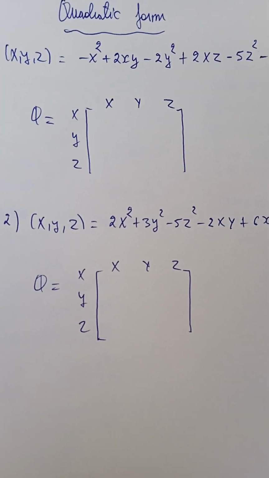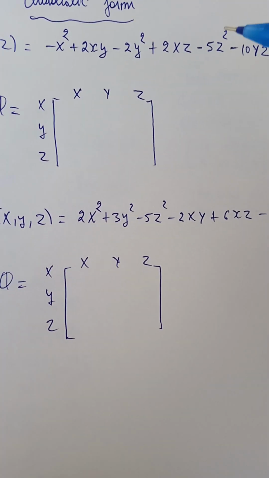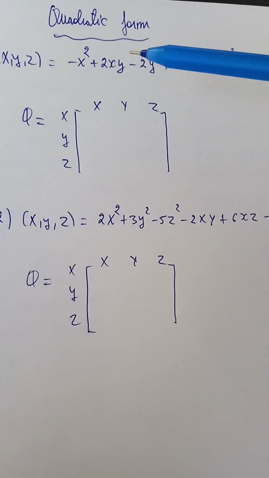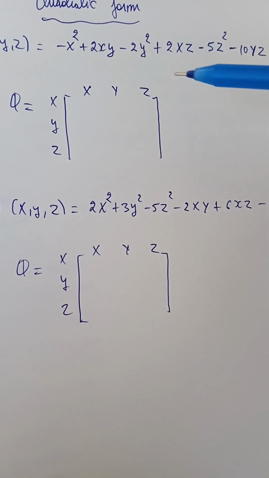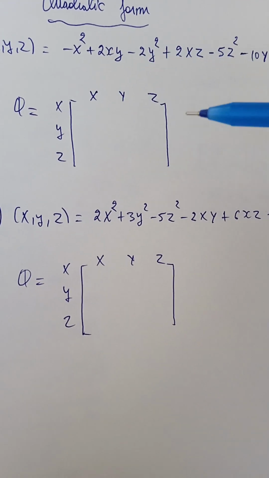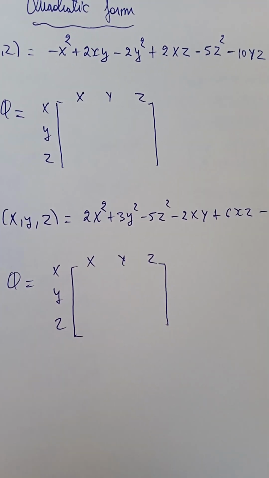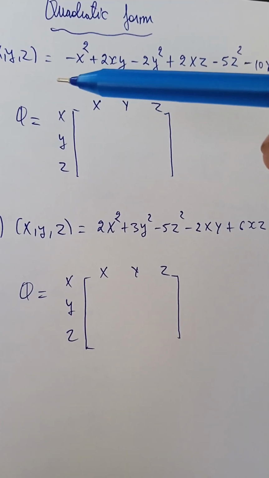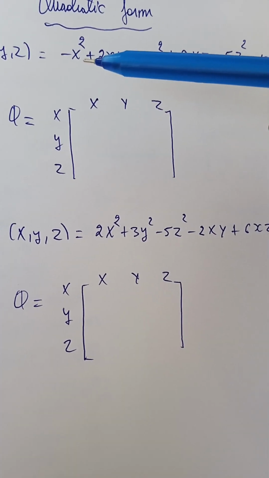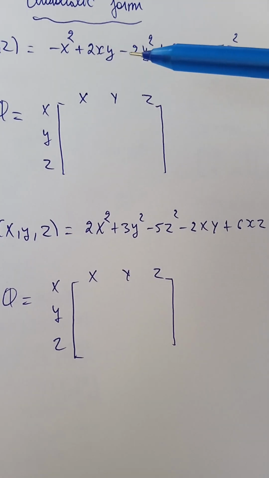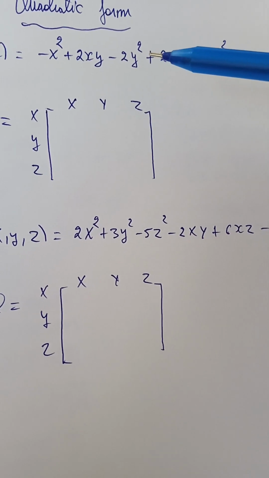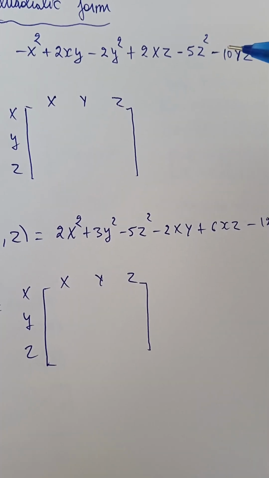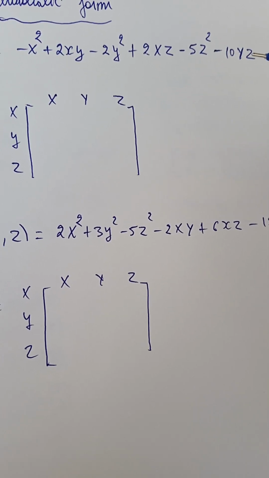Hello everyone, as you saw in our previous video, we discussed how to find the matrix from a quadratic form. Here it's a 3 cross 3 matrix. In our previous video it was about a 2 cross 2 matrix. As a first example, our quadratic form is equal to minus x squared plus 2xy minus 2y squared plus 2xz minus 5z squared minus 10yz.